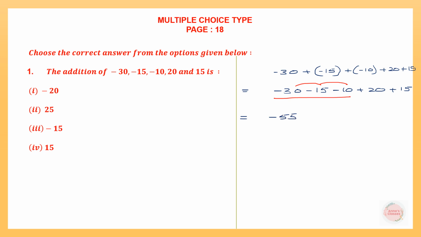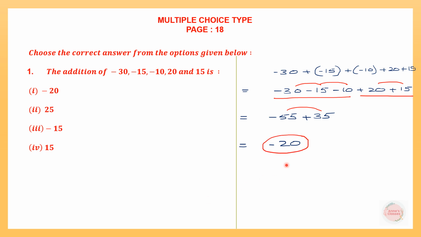Now let's go to the next thing. Plus 20 plus 15, that's addition. 20 plus 15 is 35. Plus 35. Now here, as you can see, signs are different. One is plus, one is minus. When signs are different, we put the sign of the bigger number, minus, and we subtract: 55 minus 35, and the answer is 20. So now our final answer after adding all the integers is minus 20.